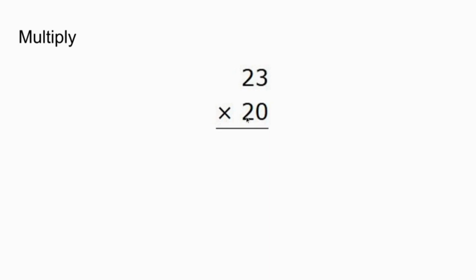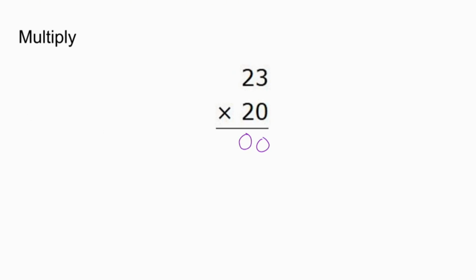Multiply 23 times 20. What we're going to do is use the standard algorithm to figure out how to multiply 2 digits times 2 digits. You take your number on the bottom and start with the ones digit and then multiply it to every digit up there. 0 times 3 is 0. 0 times 2 is 0.